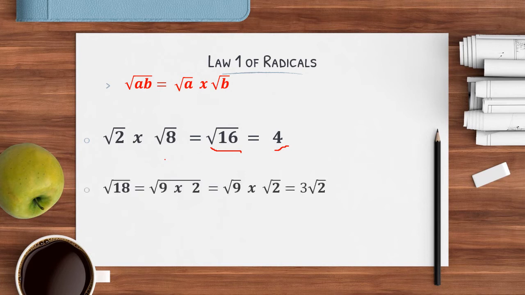Next, square root of 18. Since square root of 18 is not a perfect square, think of two numbers wherein the first number is a perfect square. For example, we have 9 and 2. Why is it 9 and 2? Since 9 is a perfect square. So, square root of 9 multiplied by square root of 2. The square root of 9 is 3. Since square root of 2 is not a perfect square, just copy it. So we have 3 square root of 2. Again, square root of 18 is equal to 3 square root of 2.